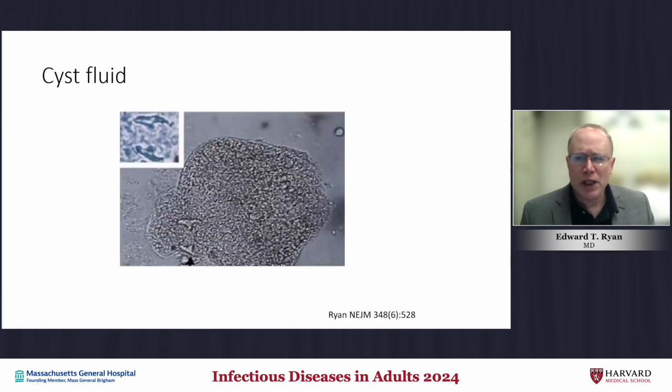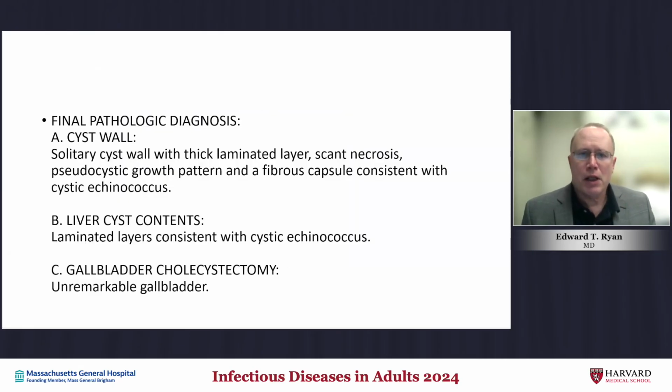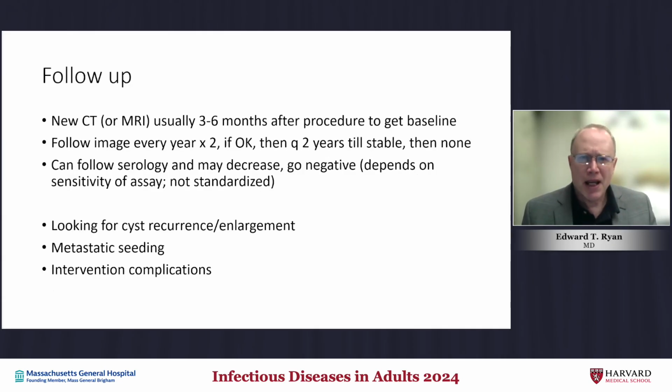So the cyst fluid was sent off, and what you see is the protoscolices of the parasite, or some of the hooklets on that inset up there. The pathological diagnosis was consistent with cystic echinococcosis. And so how do you then follow these individuals once you've decided how you're going to treat them? It really depends.